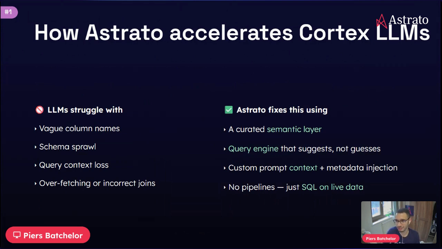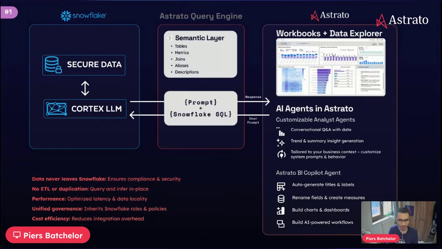So all live on SQL data, no exports, no transfer of data, just SQL queries. And here's a little bit about how it works. So we have a prompt, we have Snowflake SQL, and no data transferred. And we have our semantic layer. So all of the tables, relationships, metrics, definitions are all passed through. And they're passed through when you're interacting with our Insights Analyst agent or our BI Copilot agent.